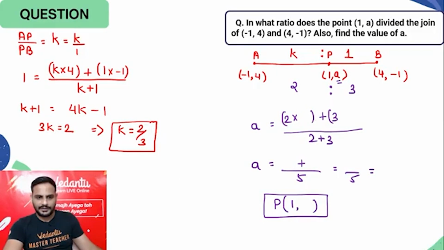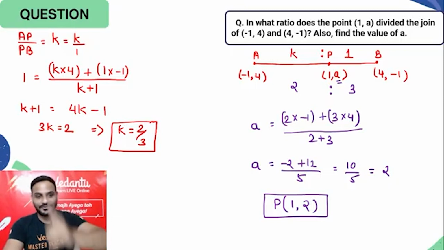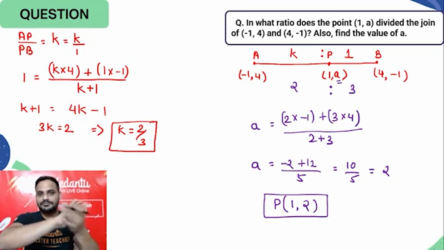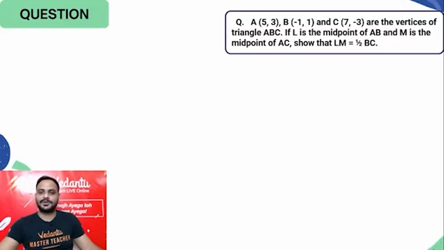ठीक है, चलो कोई बात नहीं, let's do it again. So 2 into minus 1 plus 3 into 4. So 2 into minus 1 is minus 2, 3 into 4 is 12, which is 10 by 5, which is equal to 2. So 1 comma 2 will be your correct answer. ठीक है guys, I know right now in the chat you would be bombarding, sir you have used the wrong formula, and if you are saying that, very well done. ठीक है बच्चों, चलो let's go for the next question.